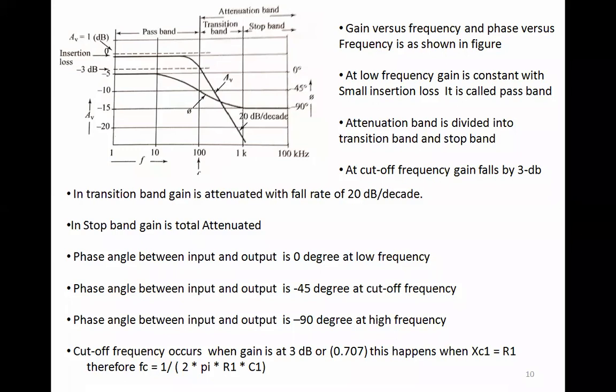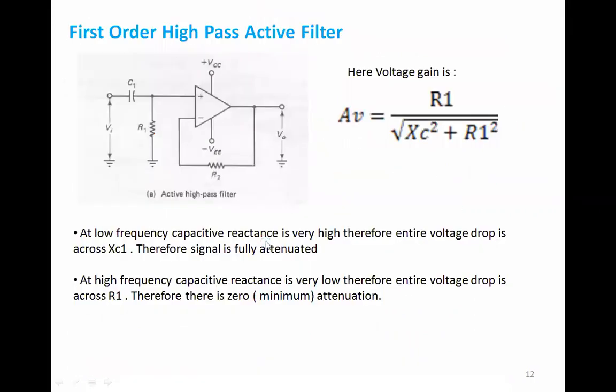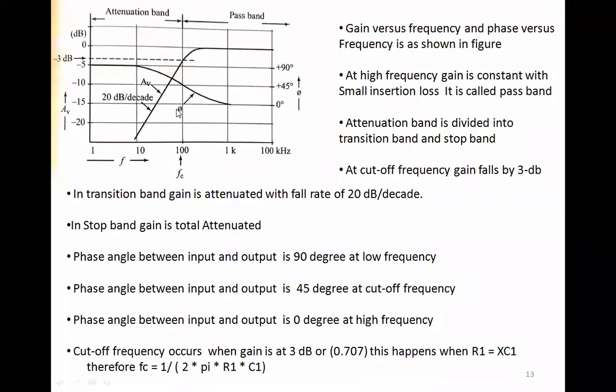So you can also see here that in the first order active high pass filter circuit and frequency response graphs, the -3 dB cutoff frequency occurs when XC1 is equal to R1 and gain is falling at how much? 20 dB per decade, right? So the fall is about 20 dB. Let me just go to the high pass. Yeah, so the fall is also about 20 dB. Okay, right.